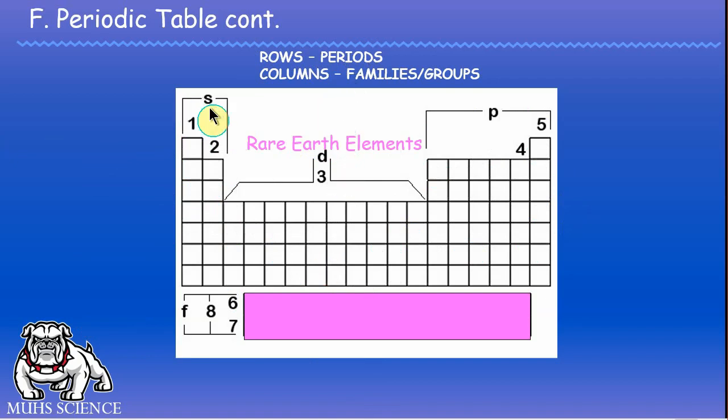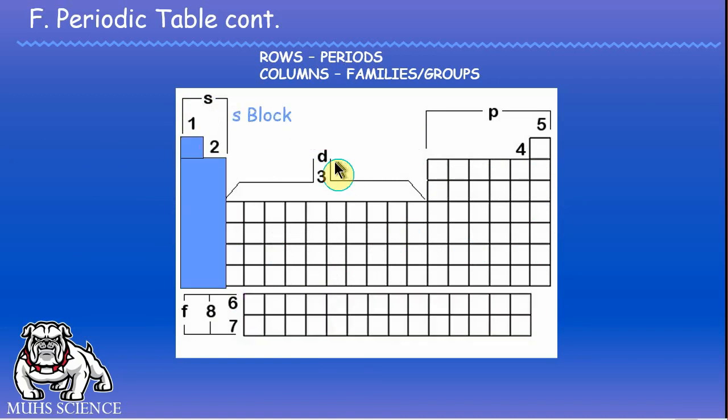Starting back here in the top left, groups 1 and 2, the alkali metals and the alkaline earth metals, can be grouped together into group S. This is called a block of the periodic table, so this is called the S block. We'll find out later on why it's referred to as the S block.